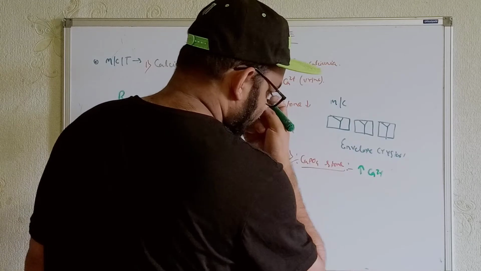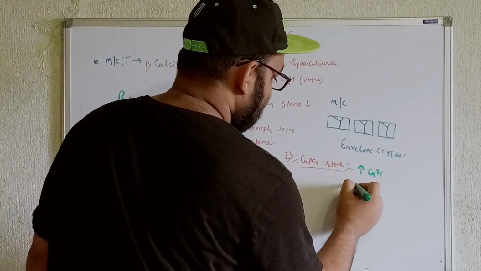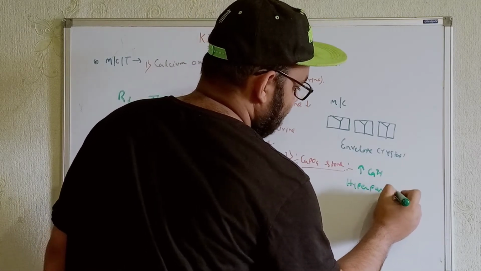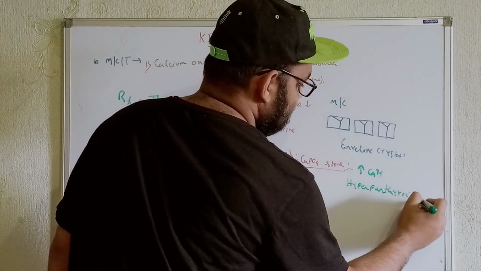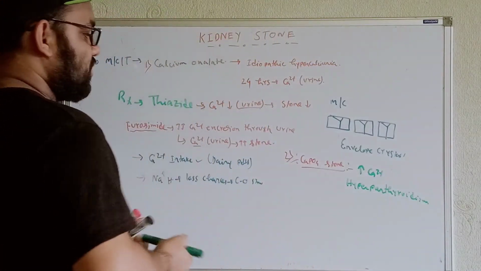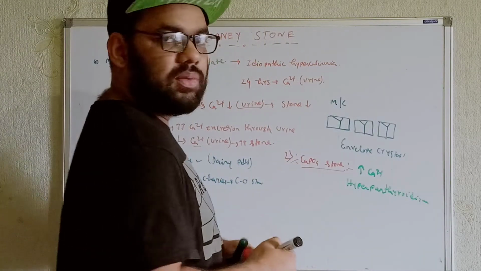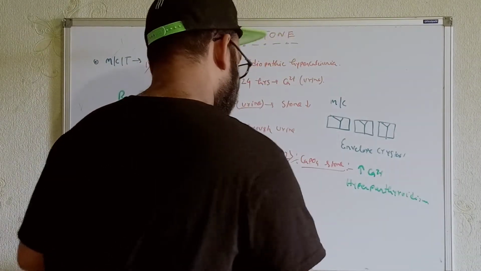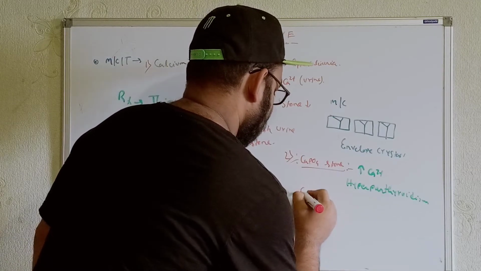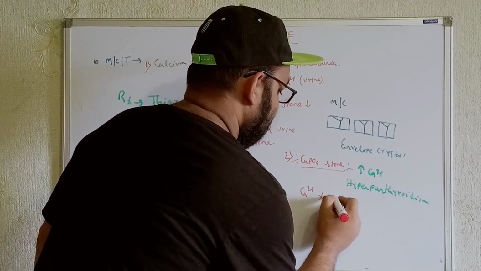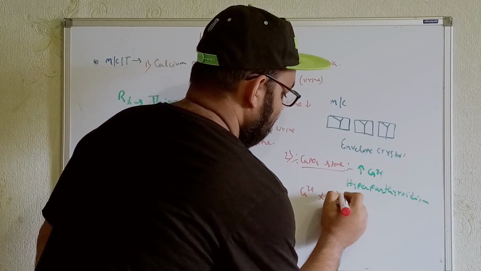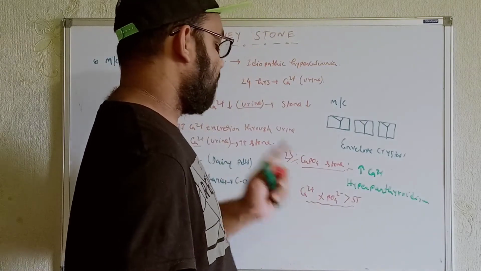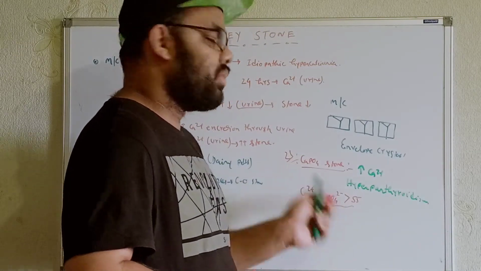Now if we get hyperparathyroidism, in these cases there is a chance for the calcium to get elevated. Whenever we multiply the calcium and phosphate, that product will be more than 55. Whether the calcium is higher or the phosphate is higher, ultimately the product will be more than 55.